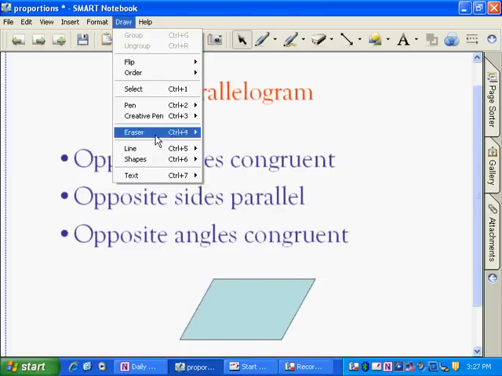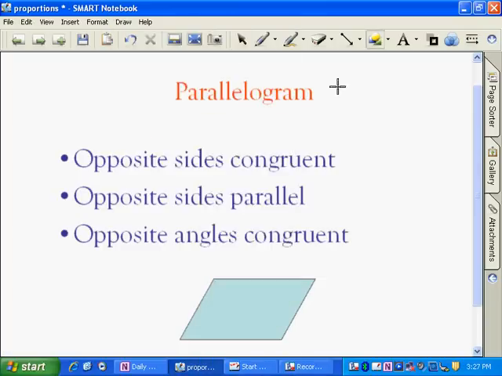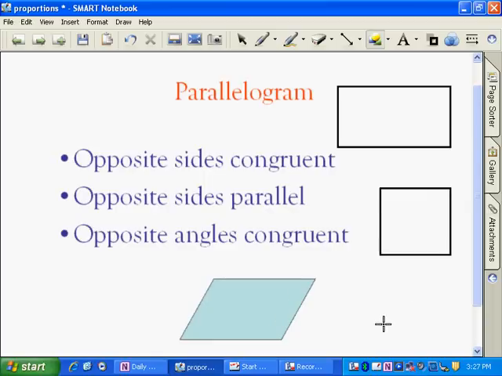So again, I can look at this shape right here, which we would normally look at and say, oh, that's a rectangle. But by definition, this is also a parallelogram because opposite sides are congruent, opposite sides are parallel, and opposite angles are congruent. So by definition, this is a parallelogram. Yes, it's a square, but it's also a parallelogram. Opposite sides are congruent, opposite sides are parallel, and opposite angles are congruent.